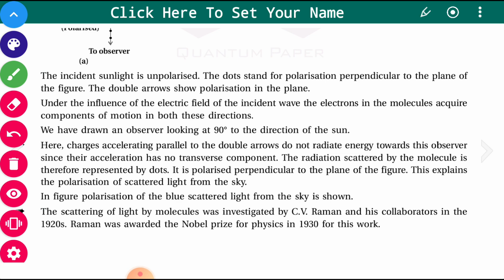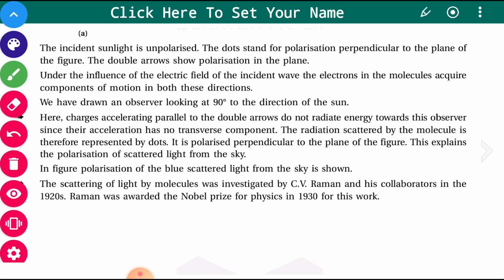In the figure, polarization of the blue scattered light from the sky is shown. The scattering of light by molecules was investigated by C.V. Raman and his collaborators in the 1920s. Raman was awarded the Nobel Prize in Physics in 1930 for this work.